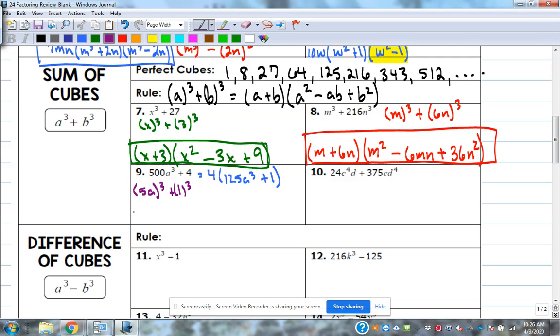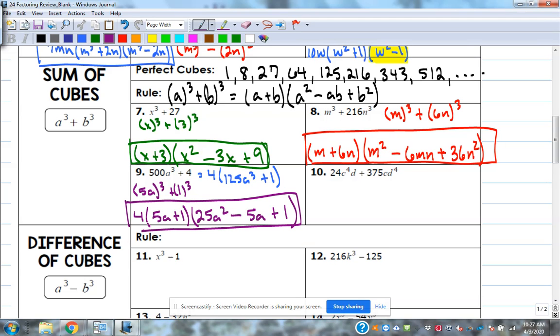So when I go to factor that, I got the 4 that I pulled out at the beginning, then the sum of the two things that are cubed, so 5a plus 1. And then here we're going to square 5a, which would be 25a squared, minus 5 times 1 is 5a. And then we're going to square 1. 1 squared is 1. And there is the factored form for number 9.